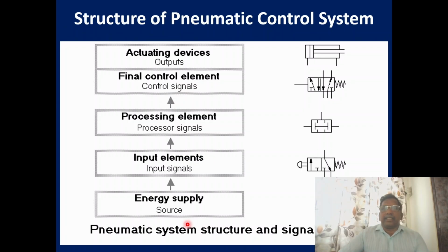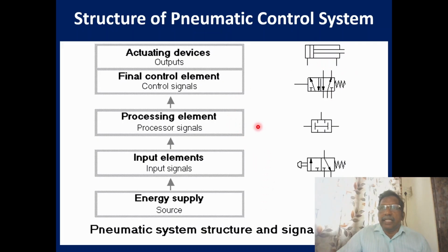So we can see here the structure of the pneumatic control system and how the flow will be. We have an energy supplier, that is a compressor. This is the symbolic representation of the compressor. Then we have some input elements, which we use as a switch. You can have a switch or push button. Here, what type of switch are we using? A push button switch, a spring return switch. Then we have a shuttle valve, then a direction control valve, then an actuating device. So this is the structure of a pneumatic control system.